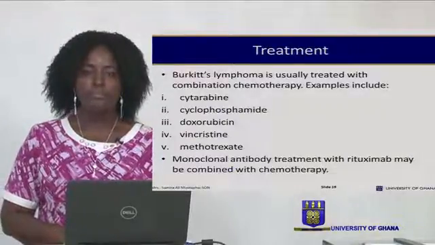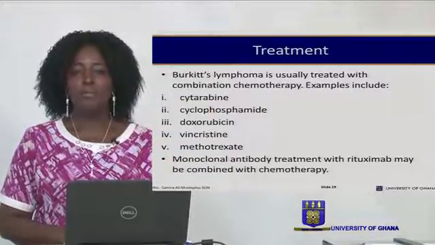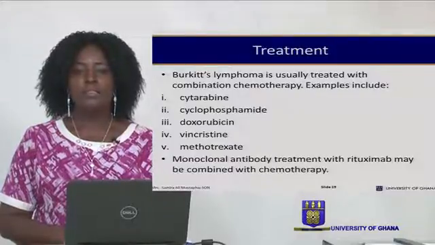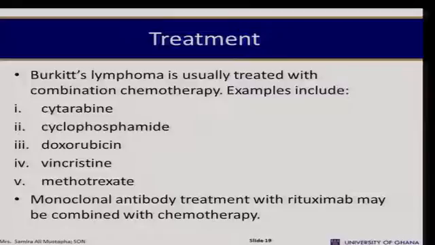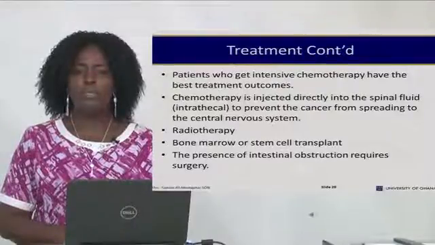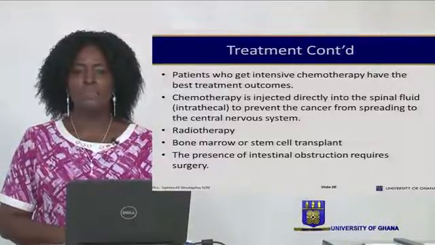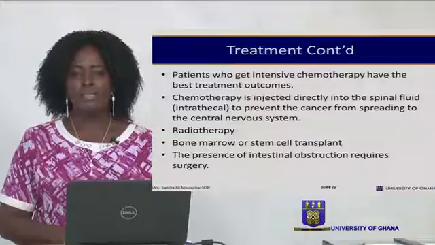Treatment. We have said that like any other cancer, chemotherapy is used. Vincristine and other drugs listed here are all part of the drugs that can be used in chemotherapy. Also here, we're saying that there is a need for intense chemotherapy. The chemotherapy can also be given through the spinal fluid. That is the intrathecal method. Or a bone marrow transplant may be used, or a stem cell transplant may be used.